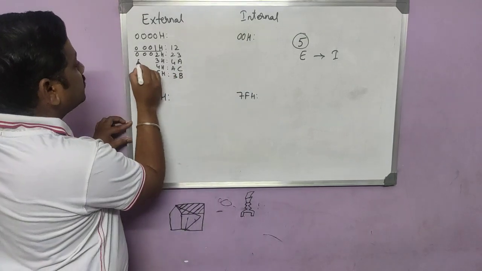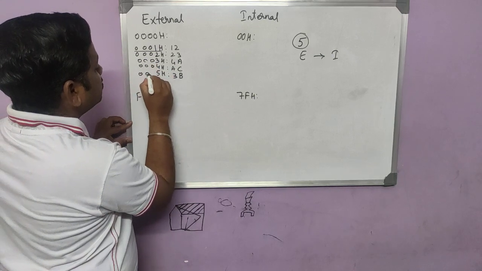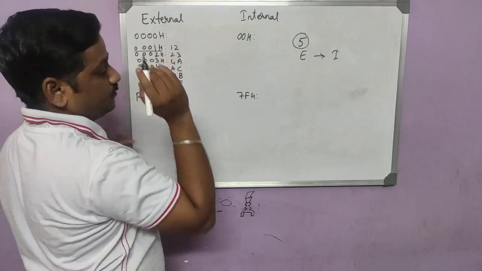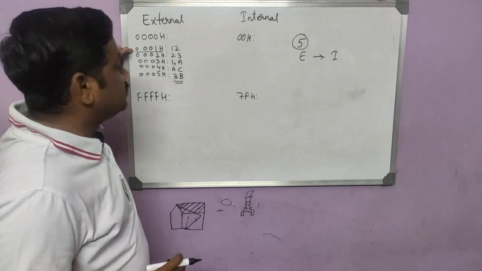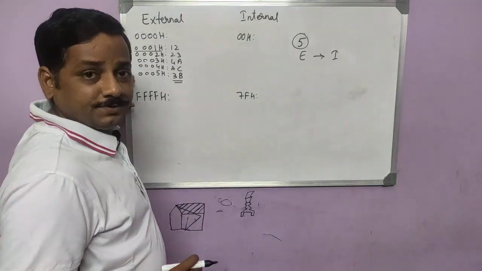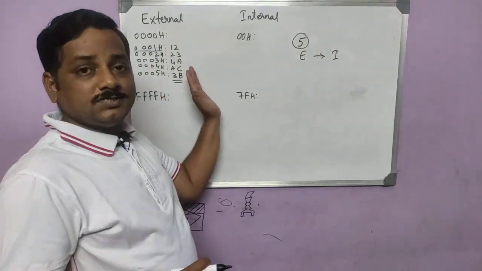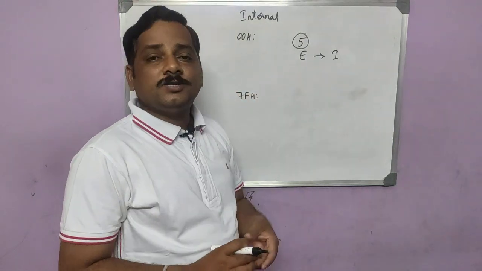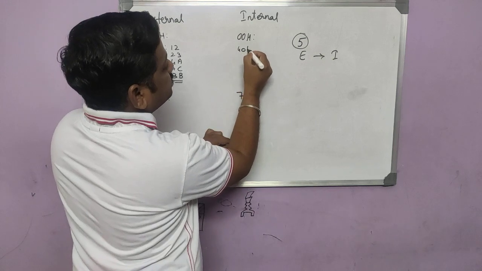These are the addresses and these are the data, 1, 2, 3, 4, 5. 5 data are available in external memory from 0001H to 0005H. The data available is here. Now I need to move this data from external memory to internal memory. Say for internal memory, let us take some address like 40H.